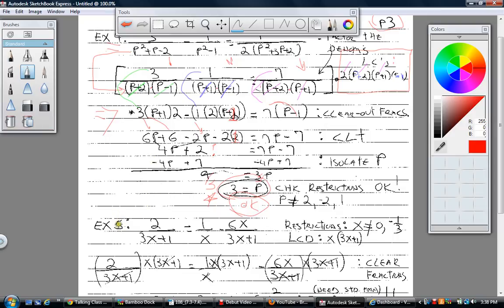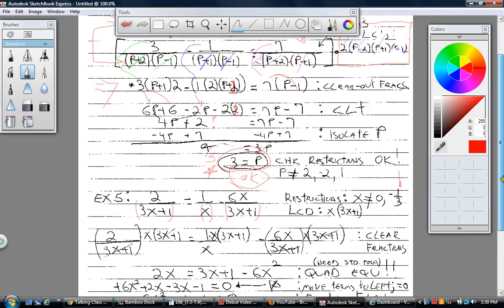This one's not quite as taxing. I look at the denominators, and I've got 3x plus 1. If I set that equal to 0, I find the restriction: x cannot equal negative 1/3. When you solve it, x cannot equal 0, and those are the restrictions. Now the good news is I need to figure out the LCD. So 3x plus 1 needs to be a factor, and x needs to be a factor, so I got them listed. And remember, when you see the same factor listed twice, you only have to list it once.